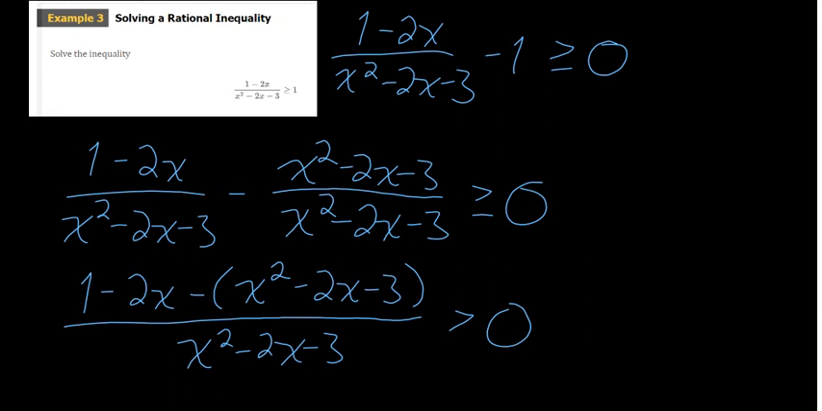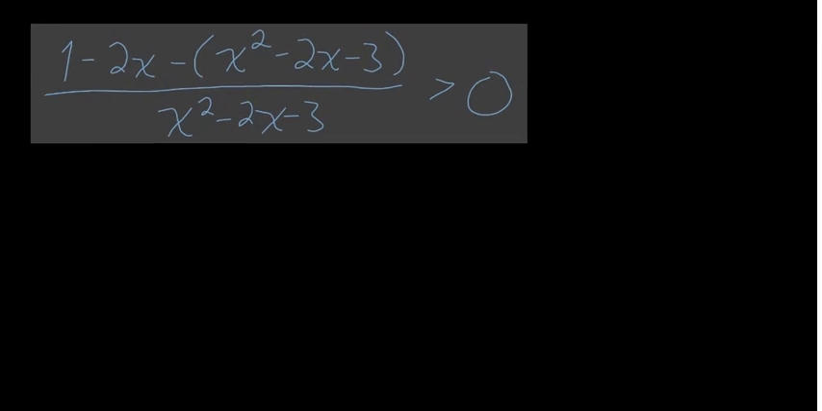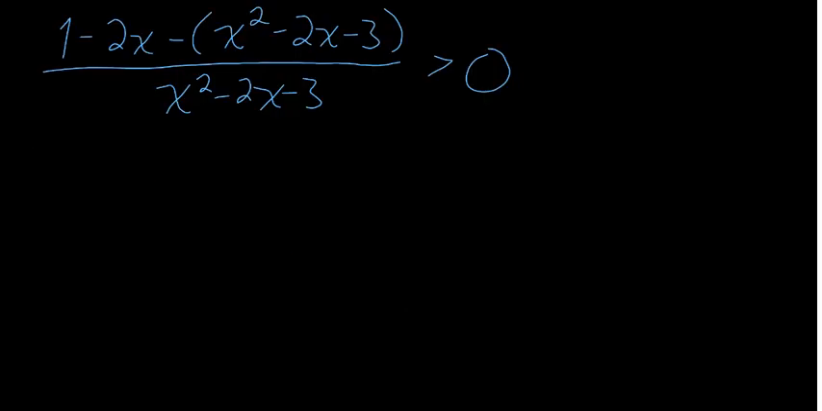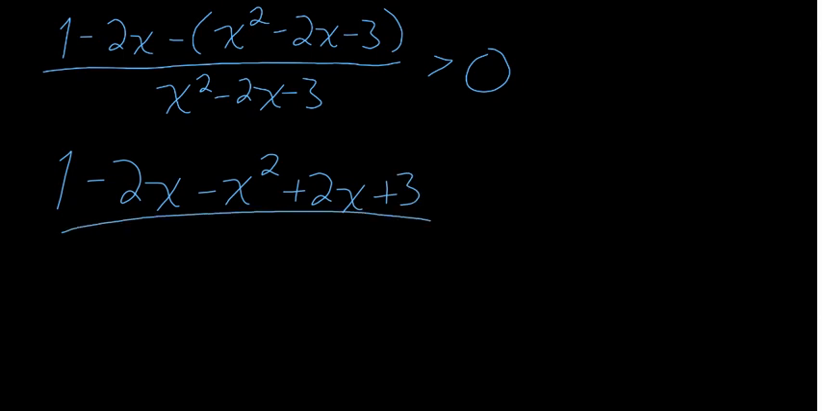That's good. All right. So next, we're going to snip this and put it on the next page. Okay, so we need to clean up that numerator there. So we're going to have 1 minus 2x. We're going to distribute that negative sign through. So we're going to say negative x squared plus 2x plus 3, all over x squared minus 2x minus 3 is greater than or equal to 0.